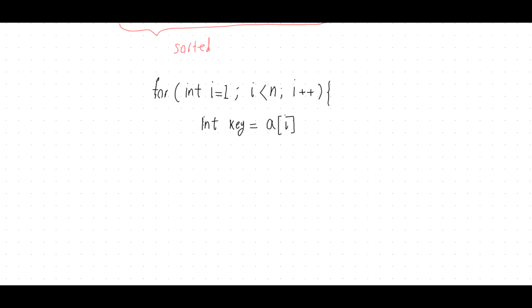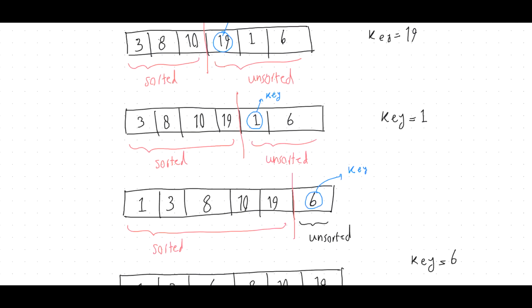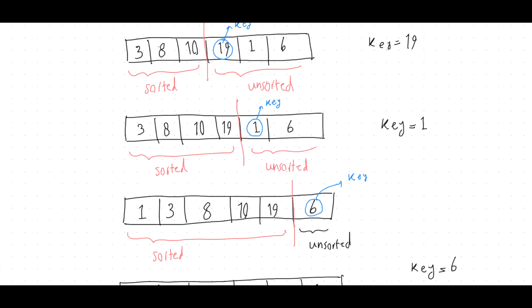Then what I do is I define an index j, which is i minus 1. So this j here, if you think about it, is the index of the last element in the sorted segment. So if your key is here at index 4, then j is 3. j is here.